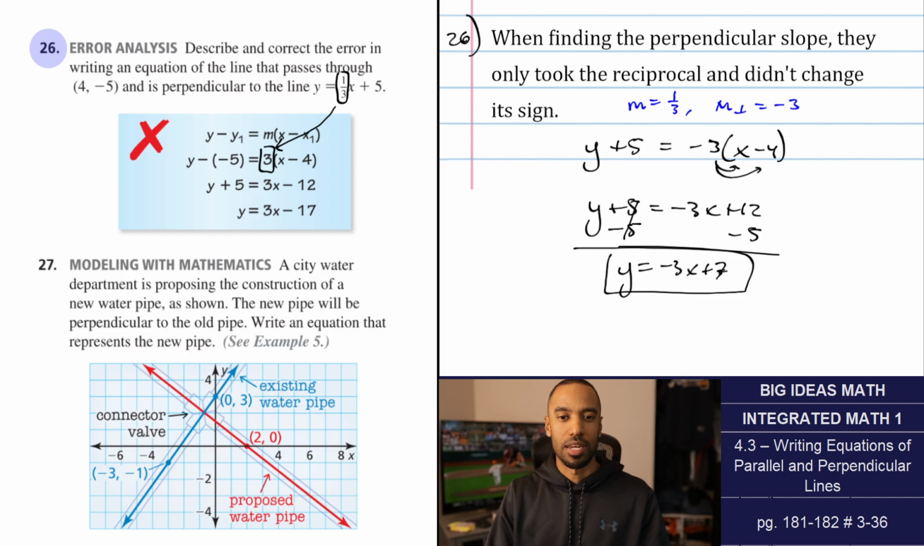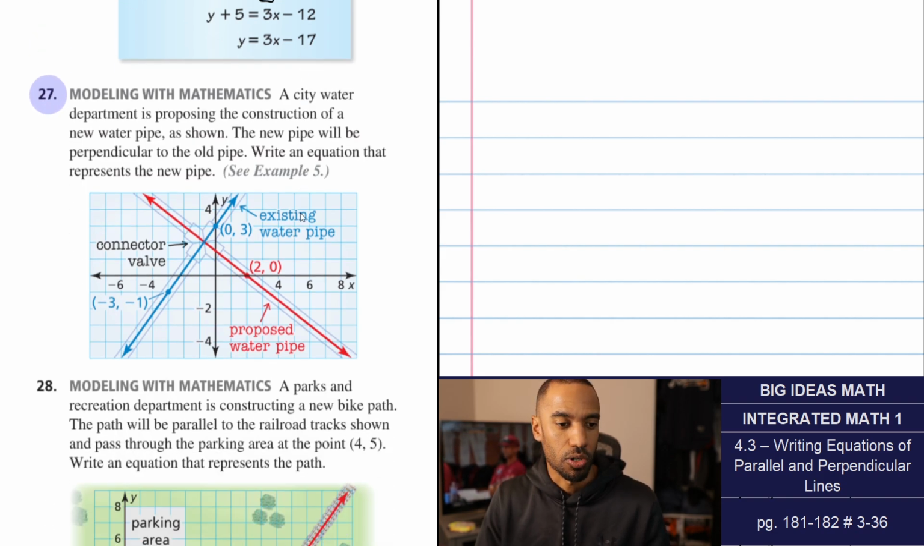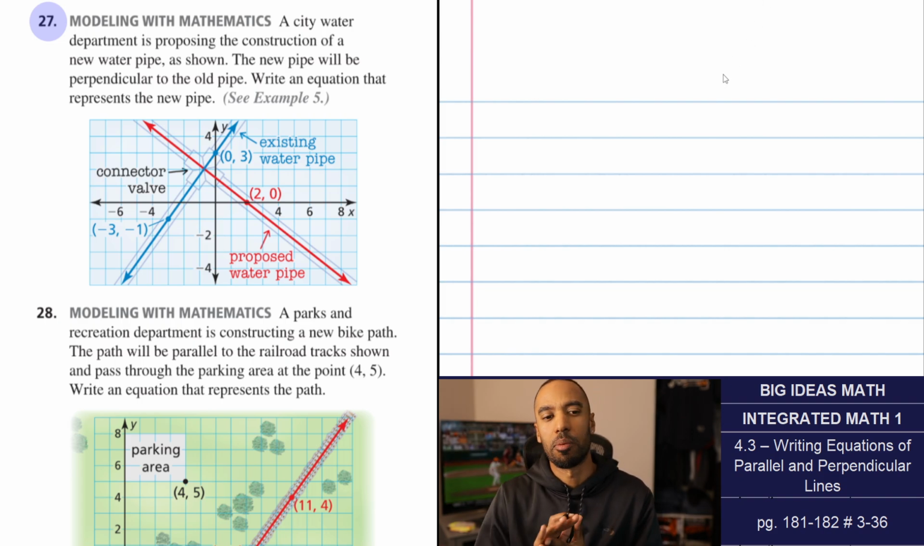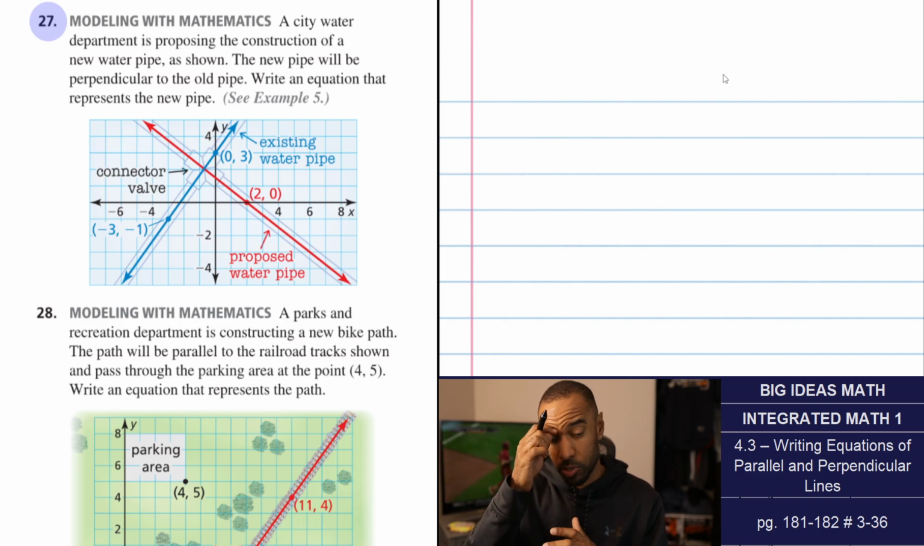Okay. So they never did do one where they swapped x and y. They didn't even use slope-intercept form for either of these. They just went straight into point slope form. All right, 10 more questions in total. Number 27. A city water department is proposing the construction of a new water pipe as shown. The red one. The red one's the new one. The new pipe will be perpendicular to the old pipe. Write an equation that represents the new pipe.